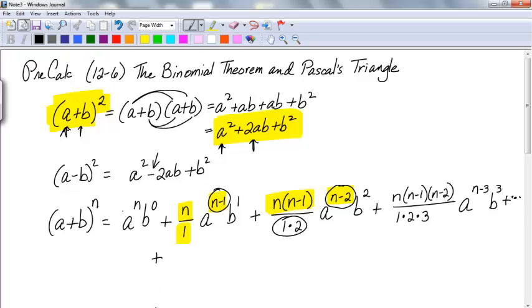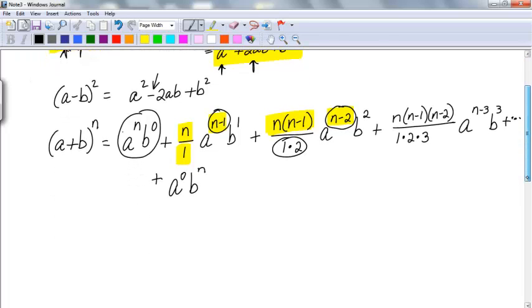It goes all the way down, and look at this first term. This first term is a to the n, b to the 0. You work this all the way down until you get a to the 0, b to the n. And the coefficient in front is a 1. Okay? Now, you don't have to write that formula down. You just have to be able to apply it. Okay? So let's go through and look at an example.